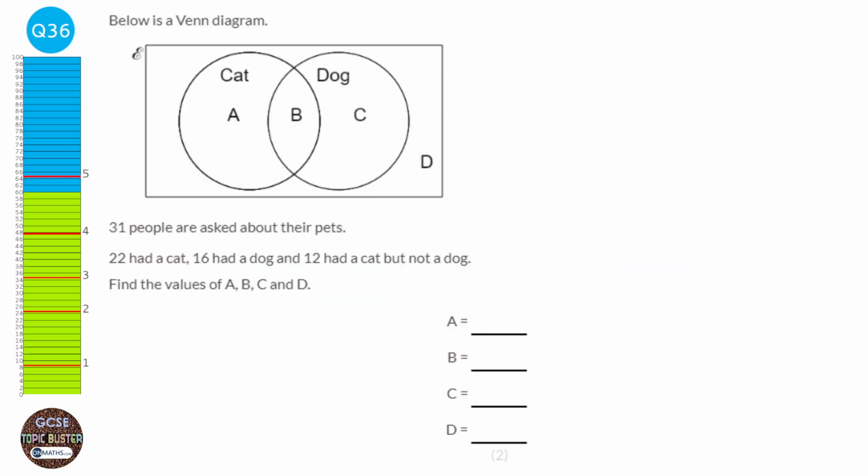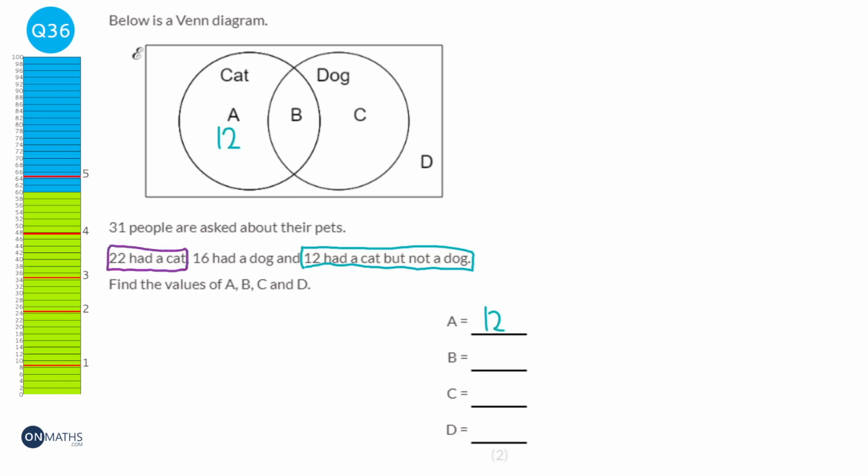The first thing that we can actually work out for this Venn diagram is this part here. So it says 12 had a cat but not a dog. So the cat but not a dog is shown with this A here. So if 12 had a cat but not a dog, and in total 22 had a cat, we're going to do 22 take away 12, which is 10. So 10 had a cat and a dog.